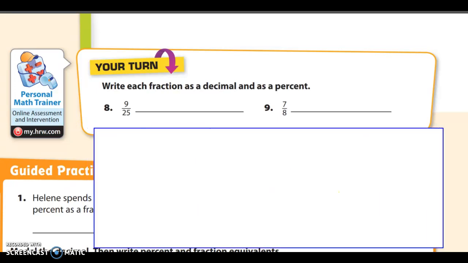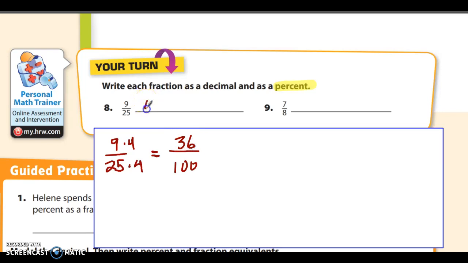If the denominator is a factor or a multiple of 100, in this case you would multiply it by 4 because you'd get 100 as your denominator. And the word percent here means out of 100, so we've accomplished our goal. Whatever you do to the second term, you have to do to the first term, so 9 times 4 is 36. The answer is 36 hundredths.